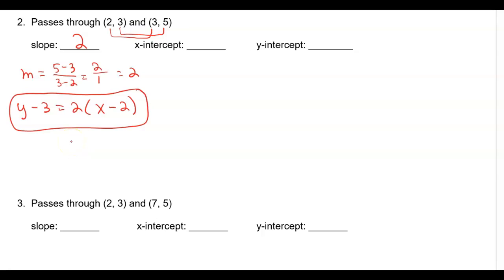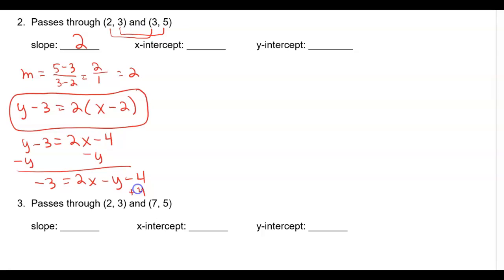Now I want to change it into standard form. So I'll start by distributing the 2. 2x minus 4. Now I want to move y on the same side as x. So I'm going to subtract y from both sides. Then I'm going to add 4 to both sides. That'll leave 2x minus y on one side by itself, and then a 1 on the other side.